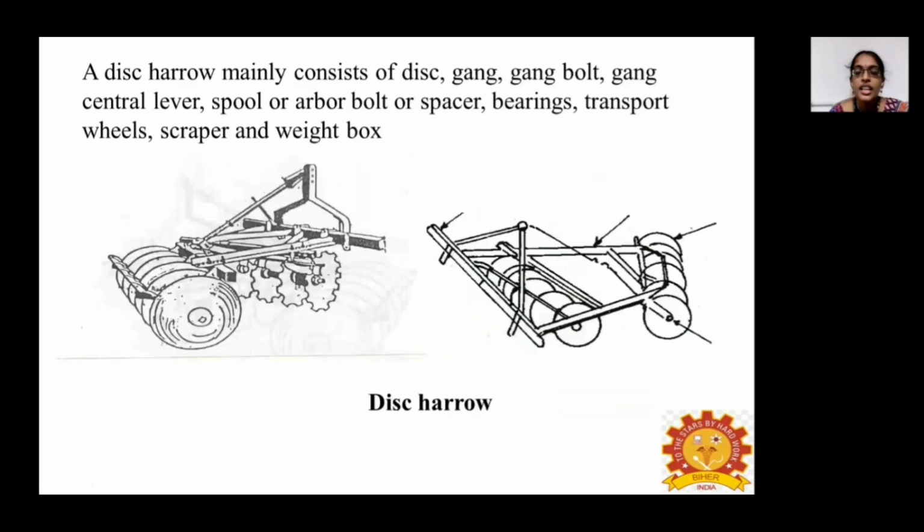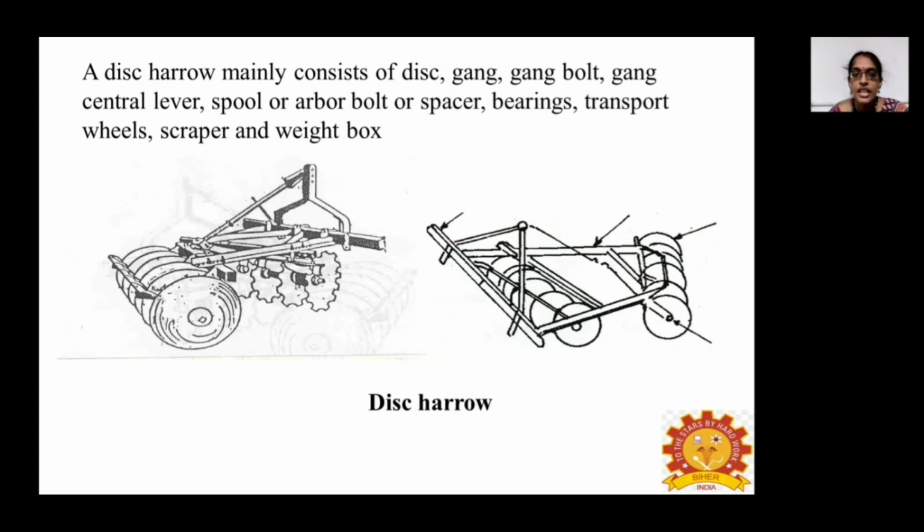And disc harrows mainly consist of a disc and the gang, which is a shaft on which these discs are attached, and the gang bolt, which helps to tighten or position the gangs, and the gang control lever. So in order to adjust the gang, this gang control lever is used, and the spool or arbor or bolt spacer, which is used to place the discs at certain spacing levels, and the bearings are used here, and the transport wheel.